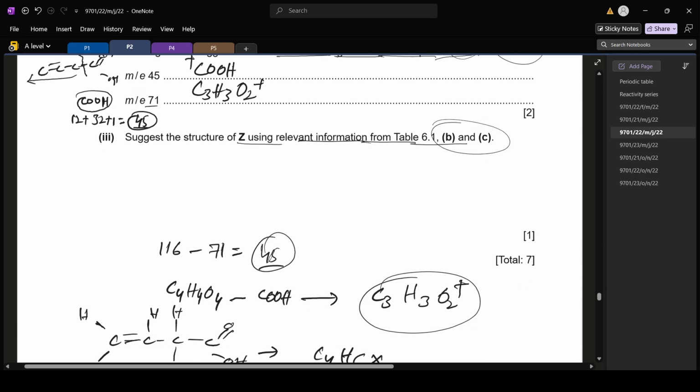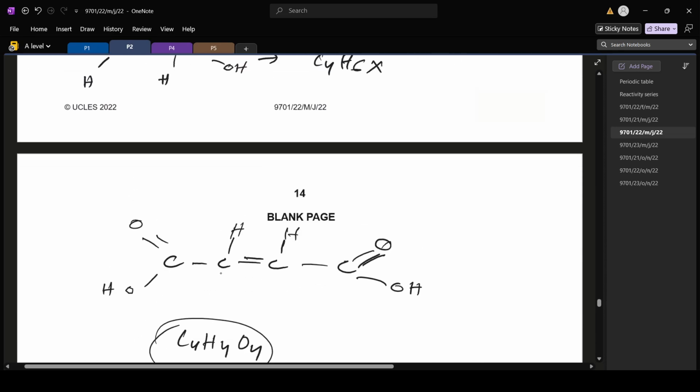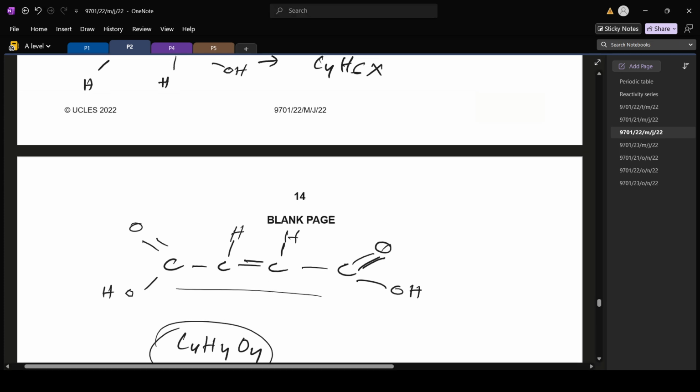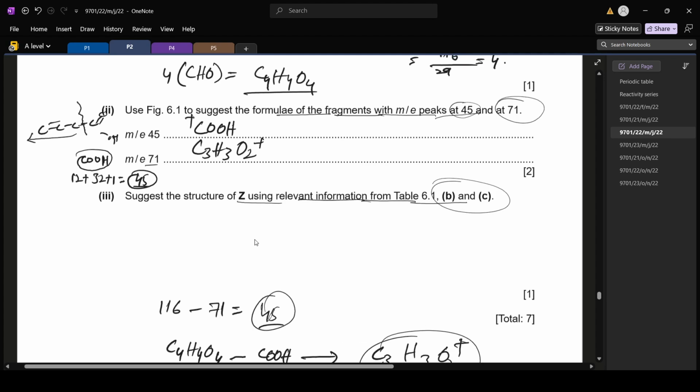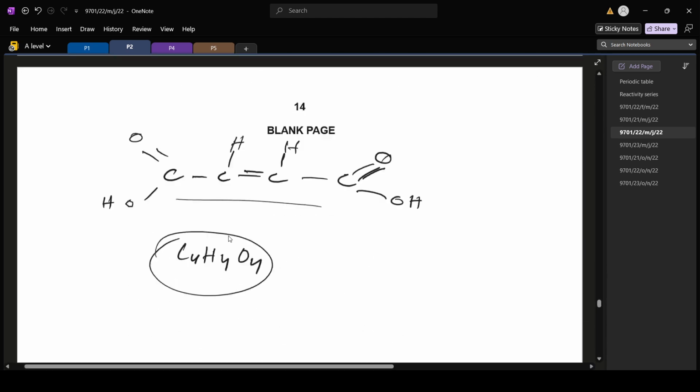So this is the structure, and you have to draw this structure. You can draw it in a skeletal formula as well. But this is the structure. So I'm drawing this structure like this. So this is the structure.